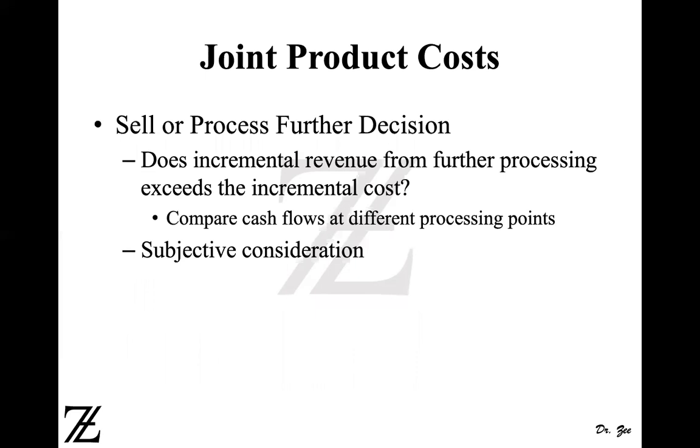Now, the decision is whether you want to sell the product at an intermediate stage or you want to process it further, right? You need to think about whether the incremental revenue that you're generating from processing it further exceeds the incremental cost. For example, if you're producing 87 octane gasoline, you can produce 87 octane, or you can further refine it and produce 89 octane, and further refine it to produce 91 octane.